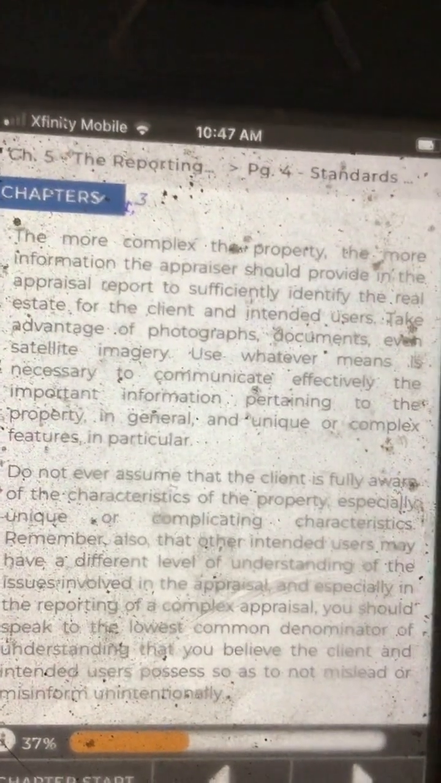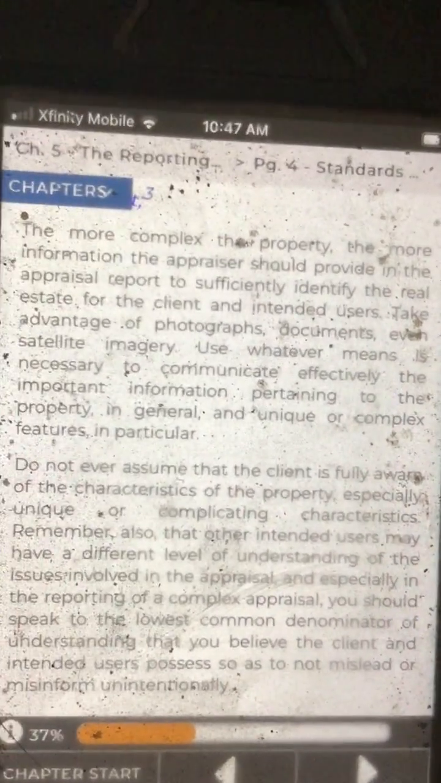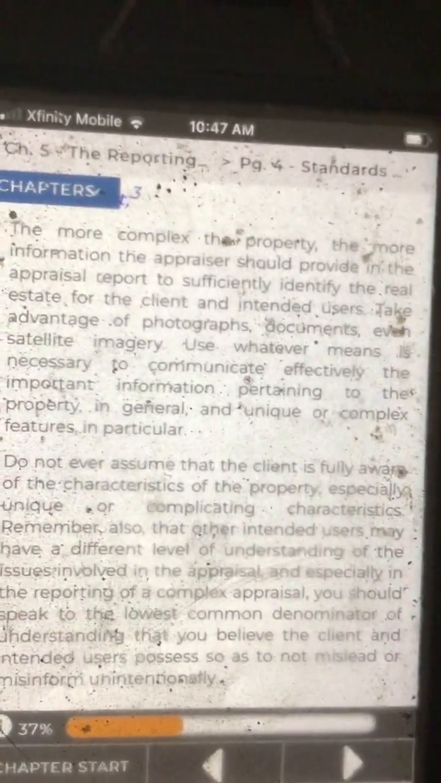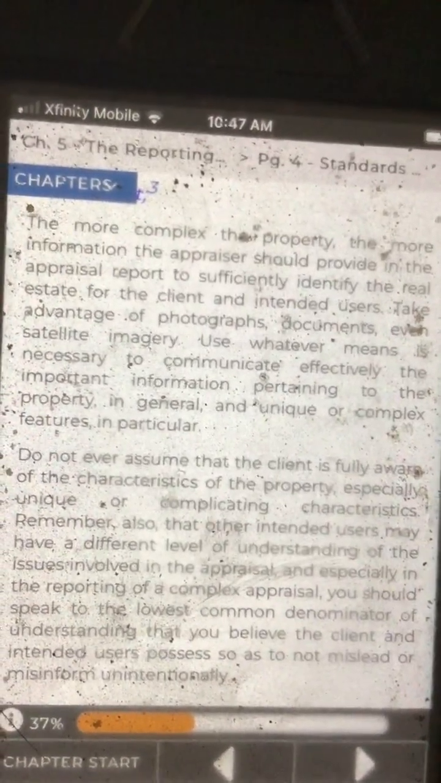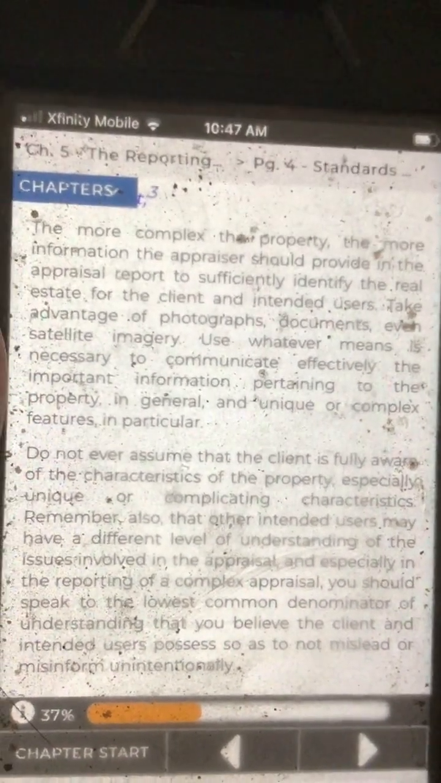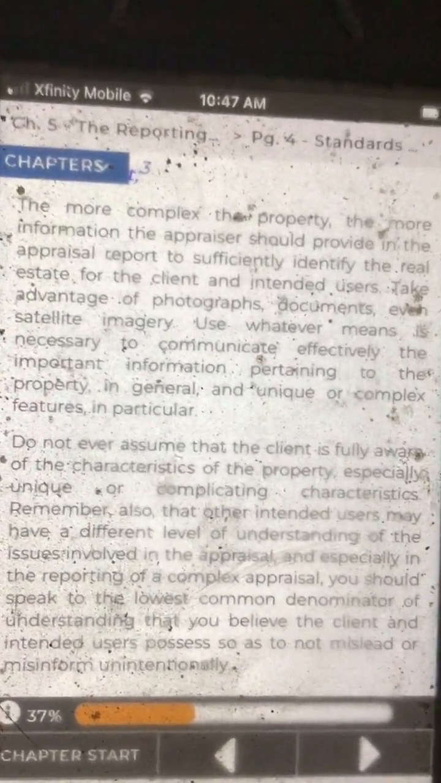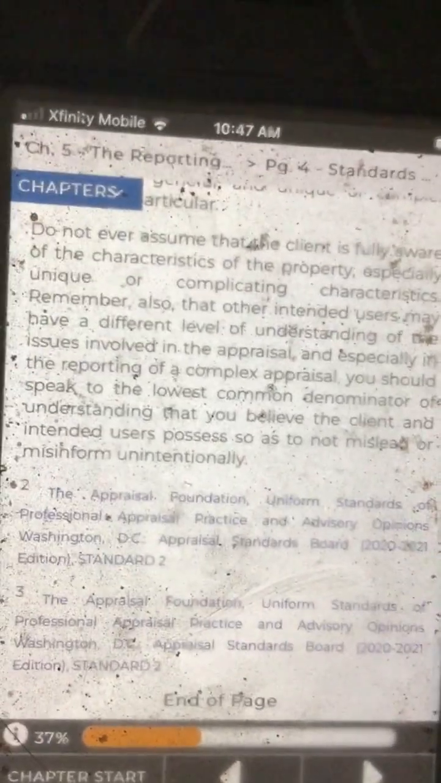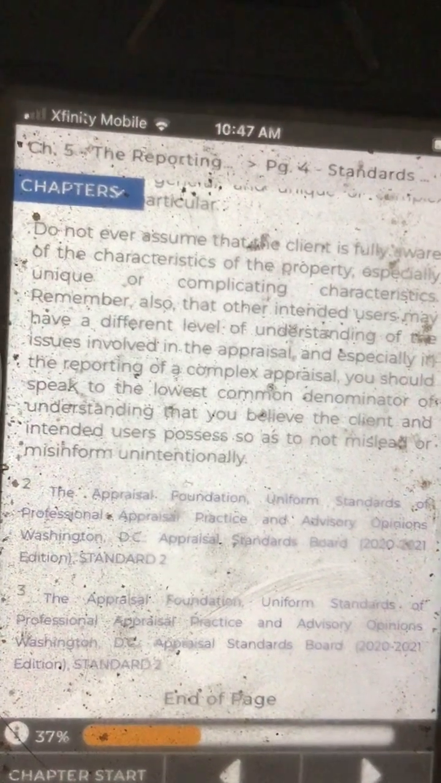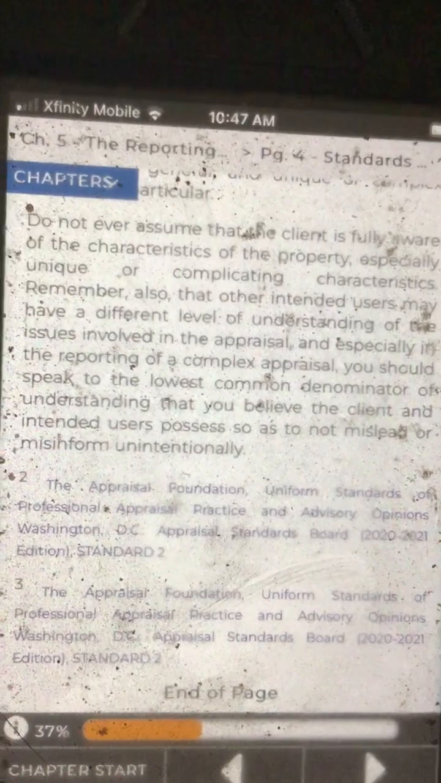The more complex the property, the more information the appraiser should provide in the appraisal report to sufficiently identify the real estate for the client and intended users. Take advantage of photographs, documents, even satellite imagery. Use whatever means is necessary to communicate effectively the important information pertaining to the property in general and unique or complex features in particular. Do not ever assume that the client is fully aware of the characteristics of the property, especially unique or complicating characteristics.